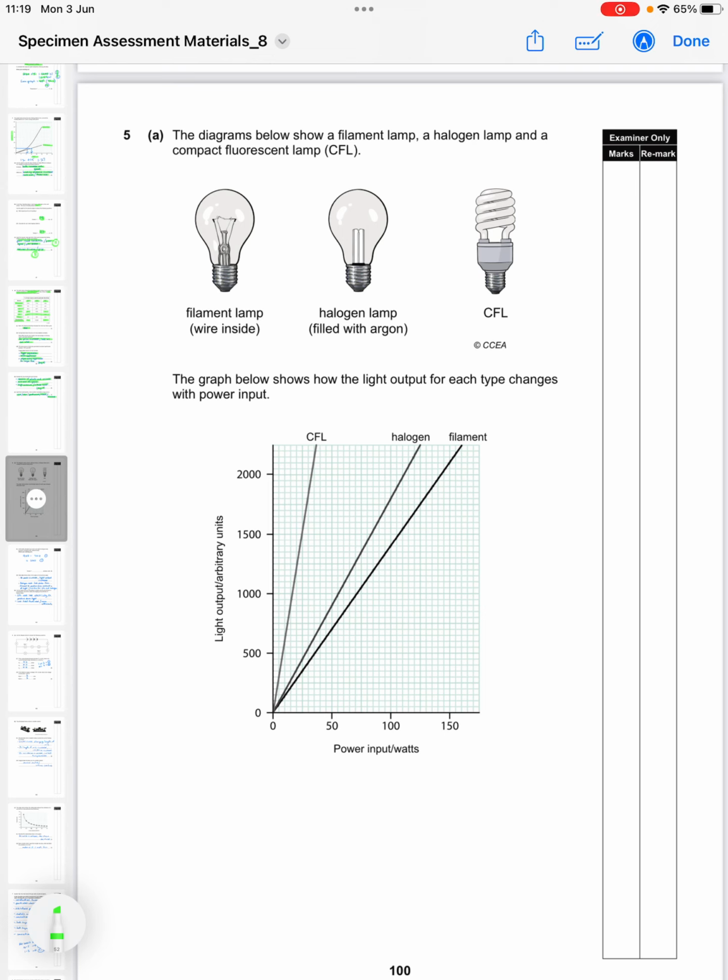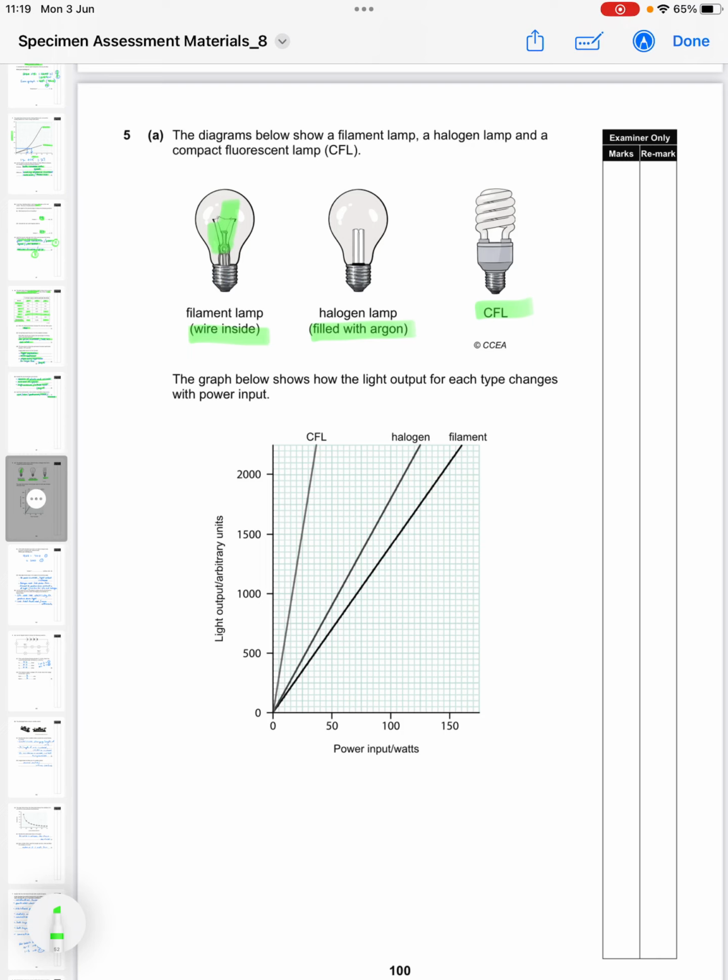Now, we've got pictures of some light bulbs here, and it says the diagrams below show a filament lamp, a halogen lamp, and a compact fluorescent lamp, which is CFL. So this is the filament lamp. It has a wire inside. The halogen lamp is filled with argon, and then CFL is one of these sort of curly ones that you might have seen in your house.